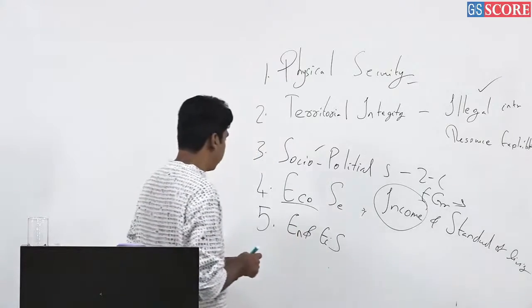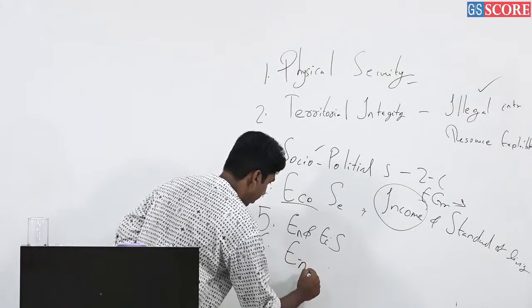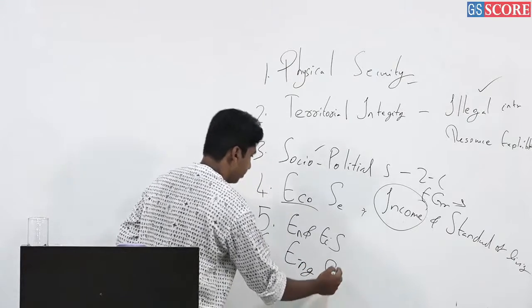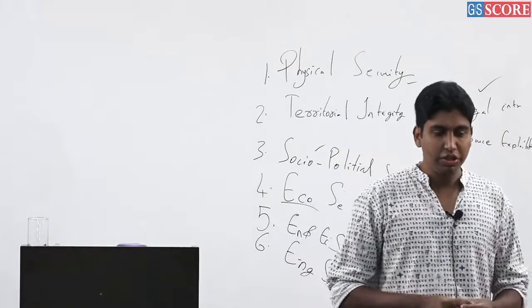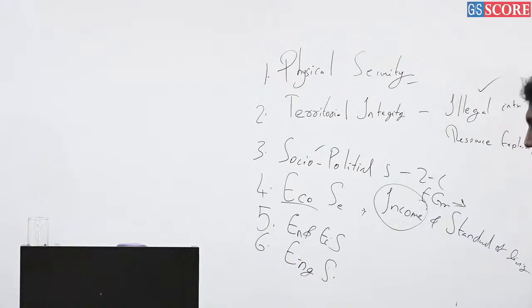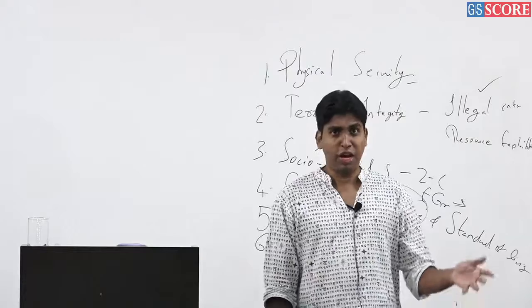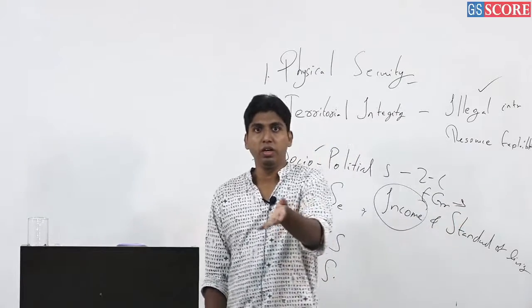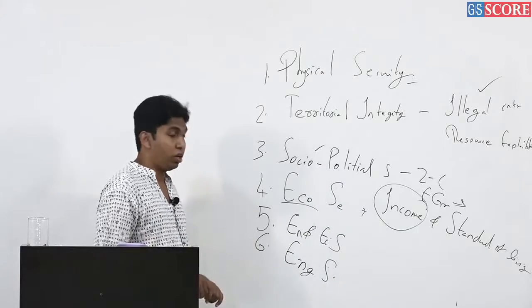Then next is energy security. So what is energy security? It is to have access to cheap and renewable sources of energy. Our country is blessed with renewable sources of energy. We have wind, solar and all. So to have cheap energy and access to renewable sources, that is called energy security.